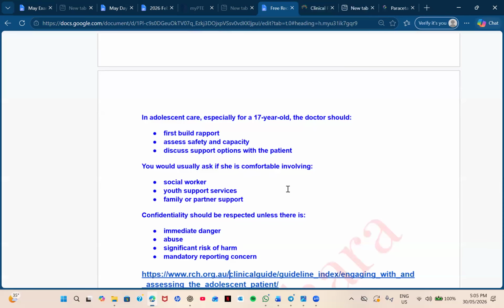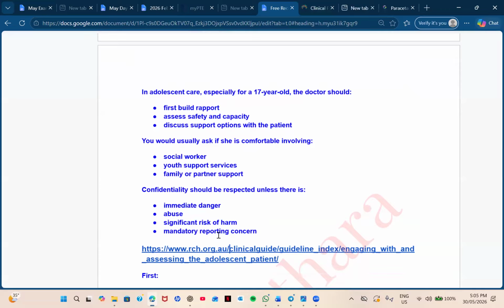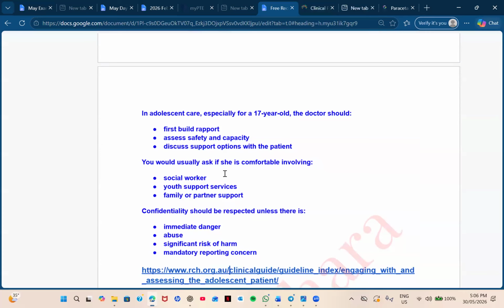Then only if she's okay with that, discuss support options with the patient. You would usually ask if she's comfortable with involving social workers, youth support service, family or partner support, right? Confidentiality should be respected unless there is immediate danger, abuse, significant risk of harm, or mandatory reporting. You have to understand whether some mandatory reporting is present or not. If it is not, if abuse or anything is not present, then you have to follow the normal pathway. Normally, first assess the competence, make a safe space for the patient to open up. Then you can suggest the options you have. In that case, you have social workers and youth support service.